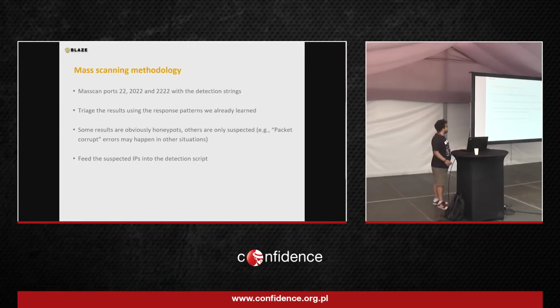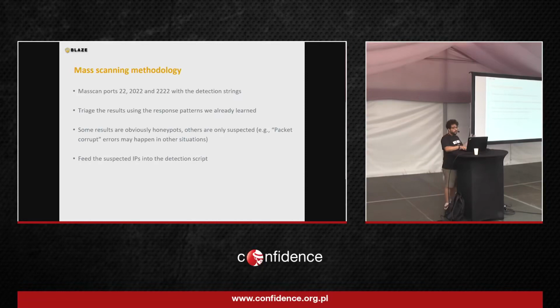So the methodology was to mass scan ports 22, 2022, 222 with the detection strings that we just talked about before, and triage these results. As I said, some of them have this pattern of "sorry, this packet corrupt" thing, which was not a very reliable indicator, so all of those that had these problems, I was passing through in my detection script.